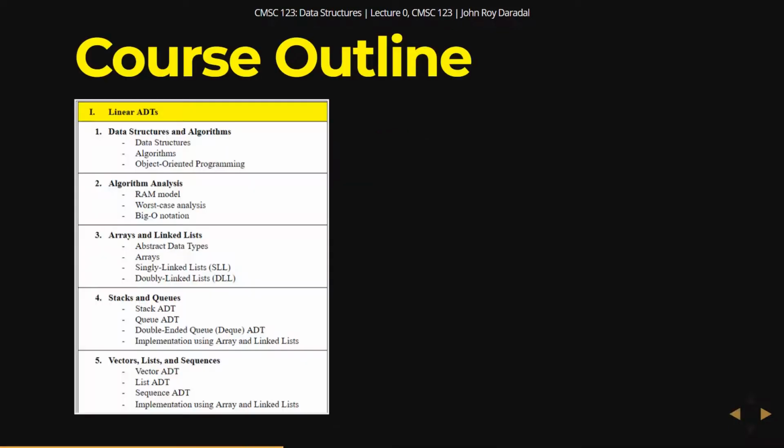Okay. So for linear ADTs, we have the following. So first, we will talk about data structures and algorithms. Of course, we'll introduce data structures and algorithms, and we'll also review some object-oriented programming concepts. Okay. Next, we will learn about algorithm analysis. So how to analyze the performance of an algorithm, and why is it running fast and why is it running slow.